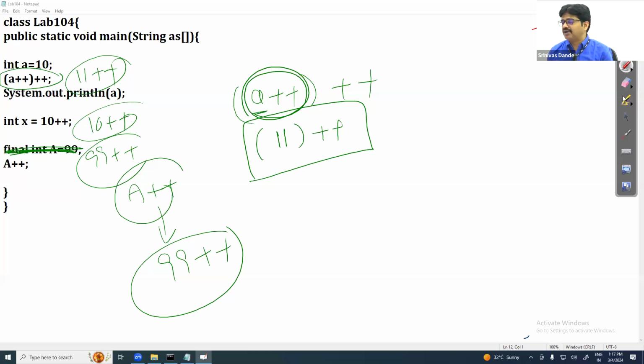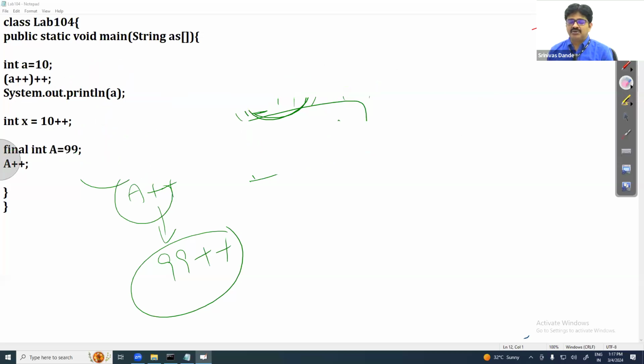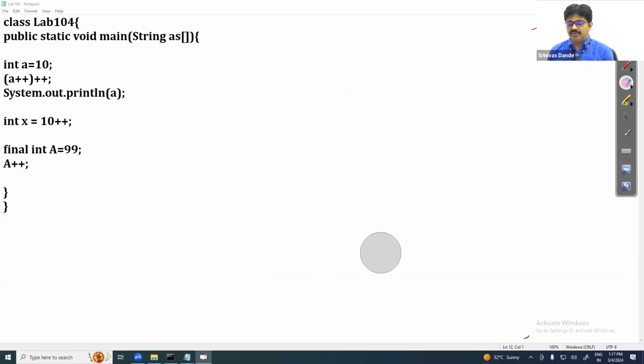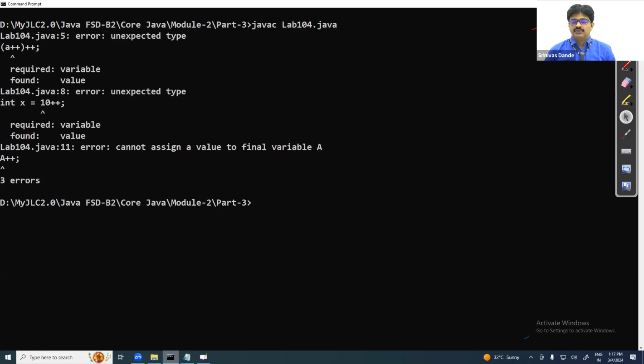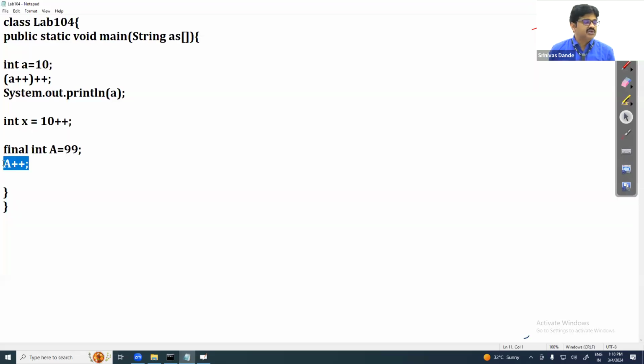All have the same error: unexpected type. Required is a variable, found is a value. Same error three times. See? In a different way it is showing the message: cannot assign a value, because it is a final variable. Two errors in this line actually. Yes, two errors: 99 plus plus is one error.